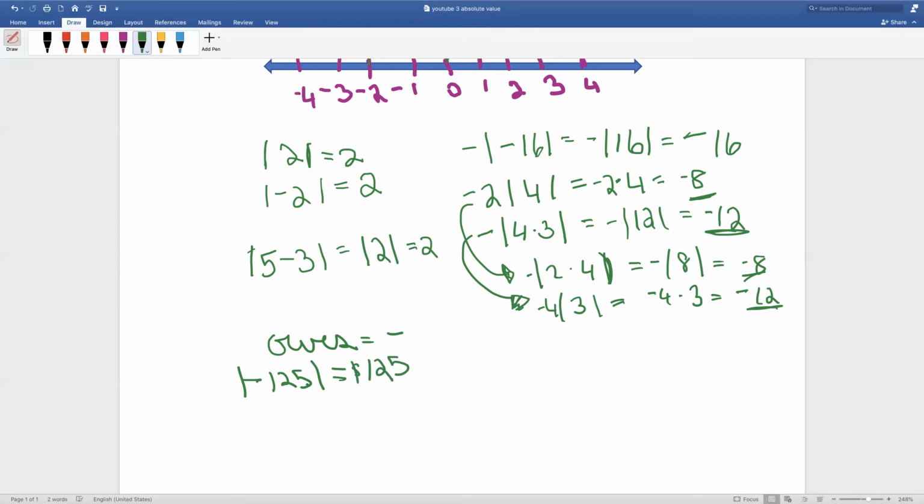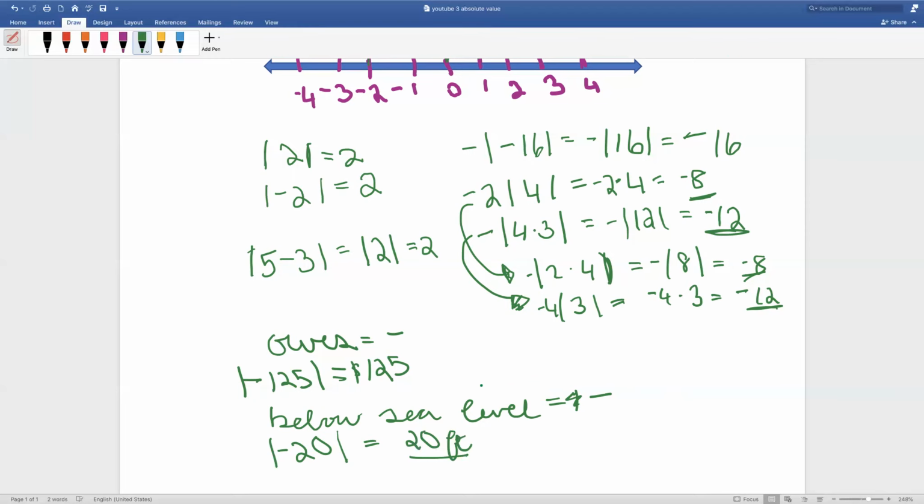Let's try another question. A submarine is 20 feet below sea level. How much is that in absolute value? Time's up. Below sea level means it's a negative number. So it is -20 feet below sea level. In absolute value bars, let's add them, which would then be equal to 20 feet.